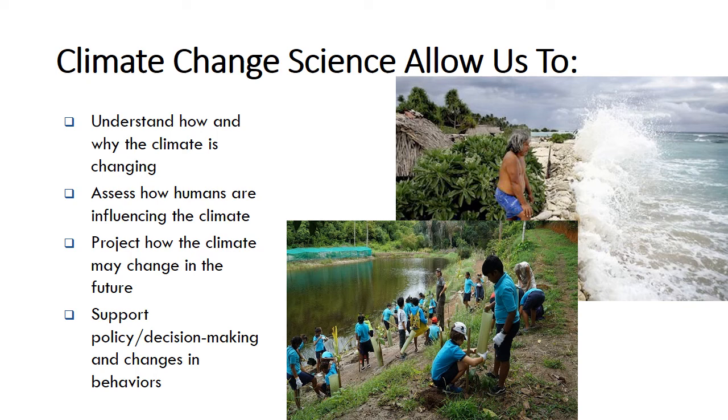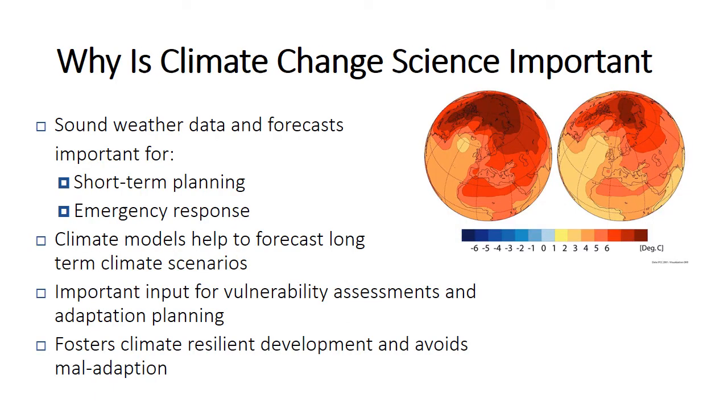Now, climate change science allows us to do the following: understand how and why the climate is changing, assess how humans are influencing climate, project how the climate may change in the future, and of course support policy and decision making and changes in behavior. Why is climate change science important? It's important because sound weather data and forecasts are important for short-term planning and also for emergency responses. Climate models help to forecast long-term climate scenarios. Of course, when we talk about projections for future sea level rise, this is part of climate change science. It is an important input for vulnerability assessment and adaptation planning.